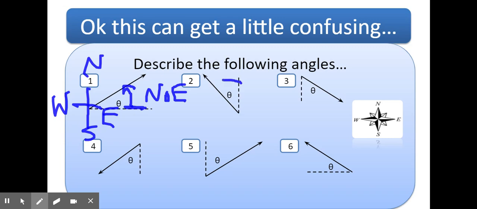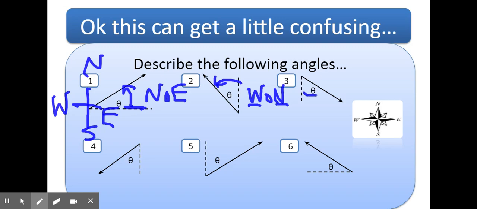Okay, this next one, we're starting from the north and we're going toward the west. So we would say that this is theta degrees west of north. Again, we're thinking about where it's going to. That'd be toward the west. And then it's coming from the north, so west of north.